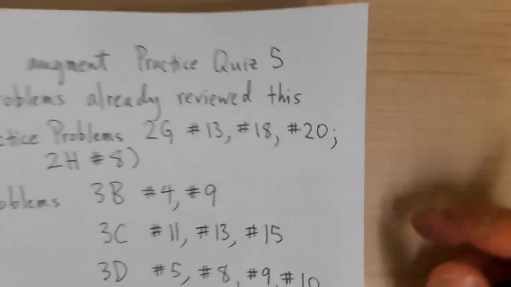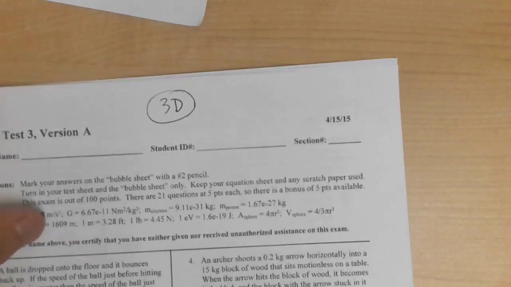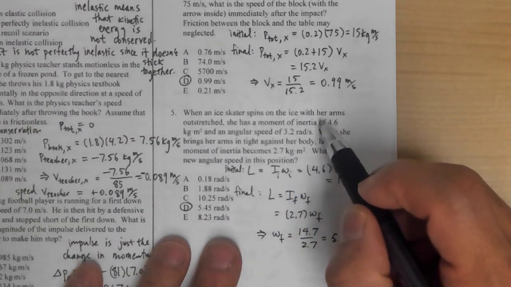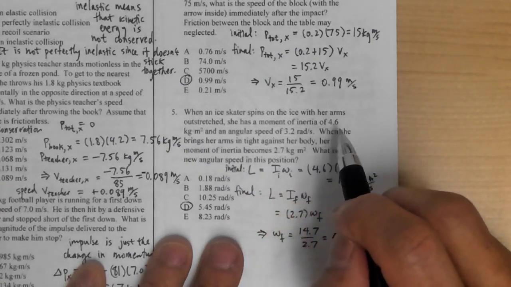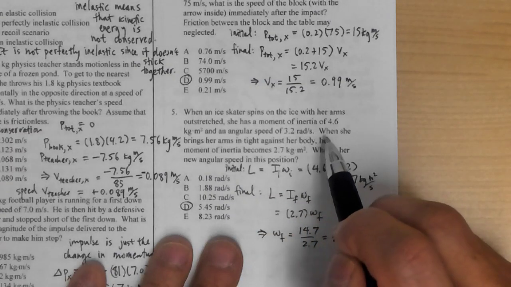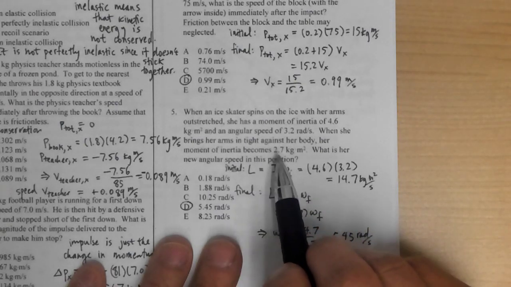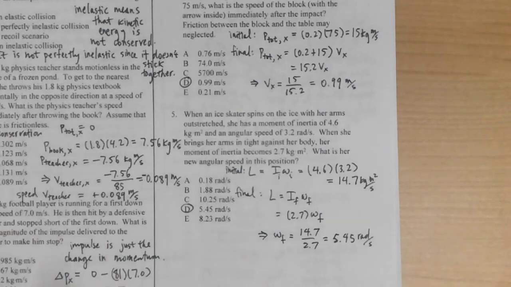The next problem is 3D number 5. When an ice skater spins on the ice with her arms outstretched, she has a moment of inertia of 4.6 kilogram meters squared and an angular speed of 3.2 radians per second. When she brings her arms in, tight against her body, her moment of inertia becomes 2.7 kilogram meters squared. What is her new angular speed in this position?